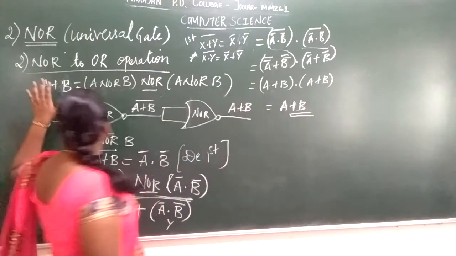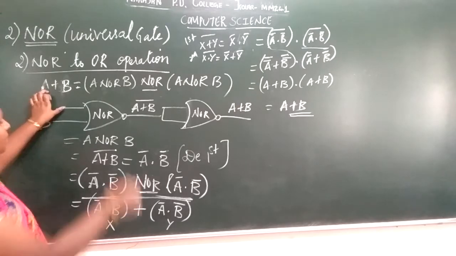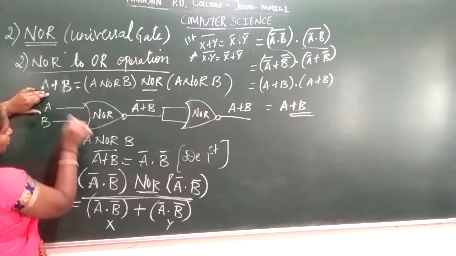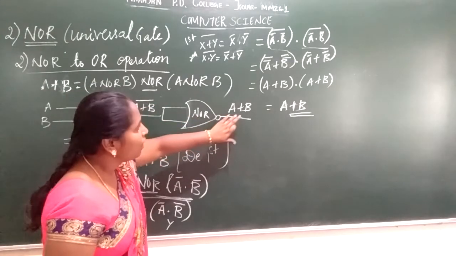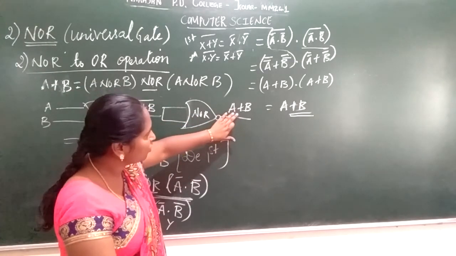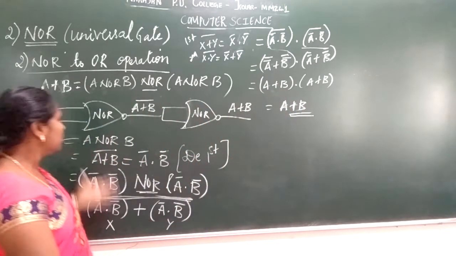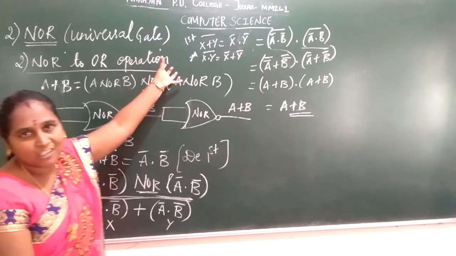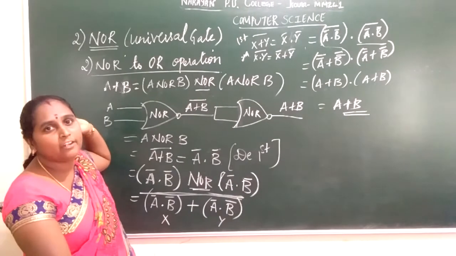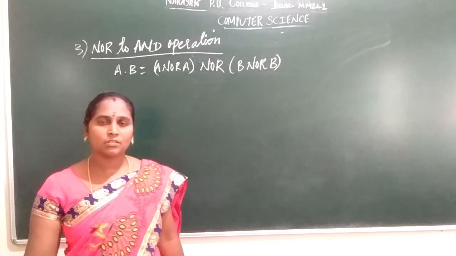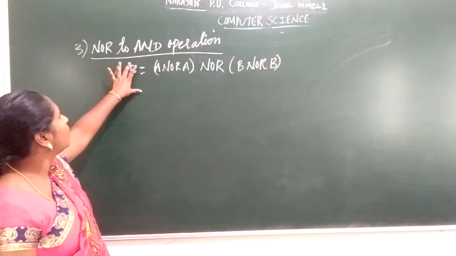So using a NOR operation, I have proved that the OR gate can be implemented. What is my OR gate result? The OR gate result is nothing but a plus b. So a plus b is proved. This is how NOR to NOR operation works out. So this is about your NOR to NOR. Next we'll see NOR to AND operations. So the third one is your NOR to AND operation.